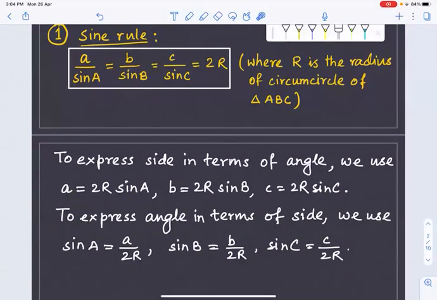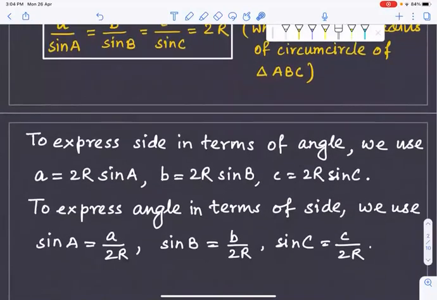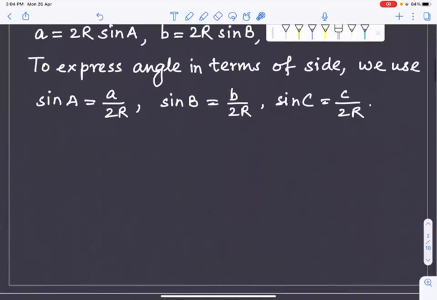Right. Now, what is the proof of this sine rule? There is a proof of this. I can show you the proof. After that, we will discuss some questions. Proof of sine rule.